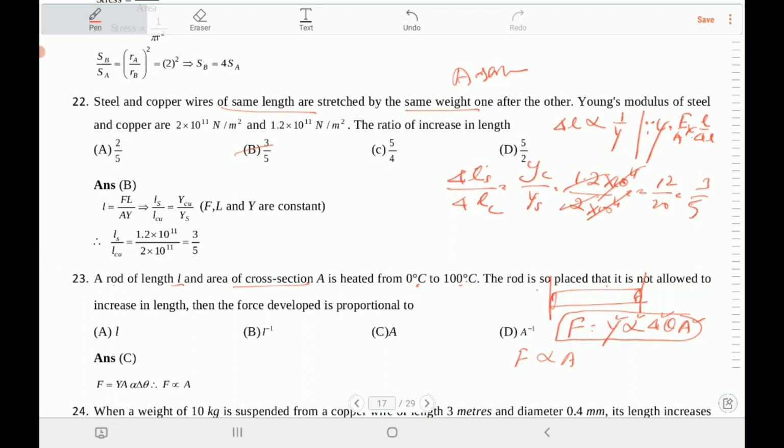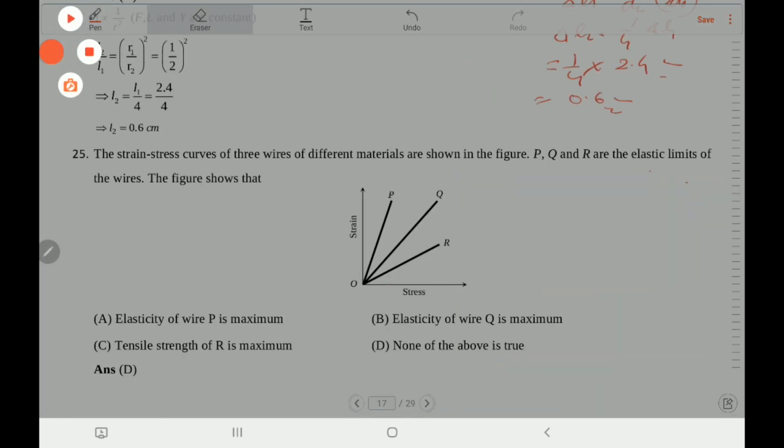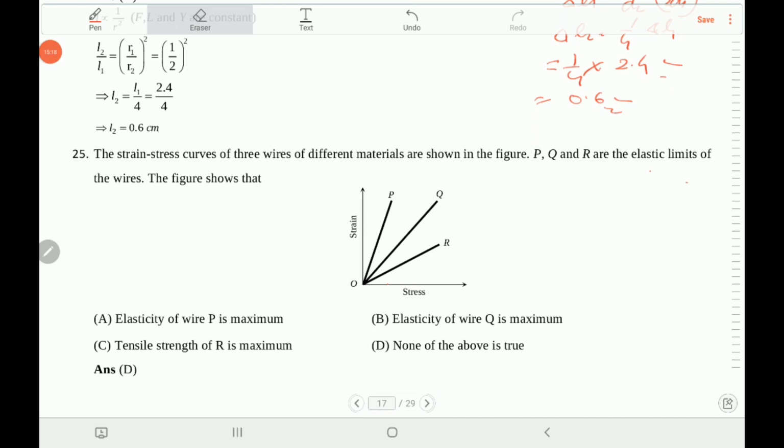So what do you say? Then the force is proportional to area. You are not allowing it to increase lengthwise. Y is same, alpha is same, delta theta is same, 0 to 100 degrees. So force is proportional to area. That's the idea. It's very simple. Next we'll see, children.